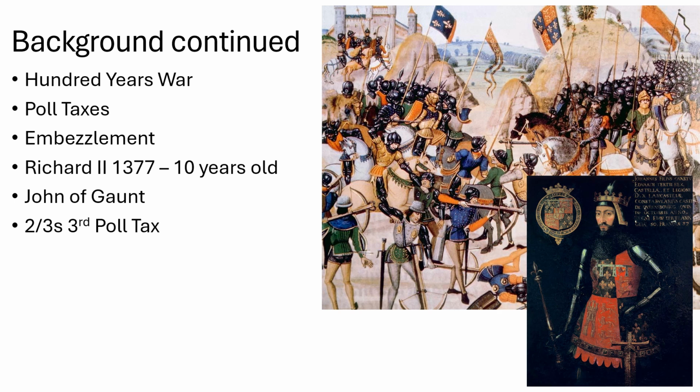Also, there is this figure named John of Gaunt in England. He is the richest man in England, and people hate him. He is a cruel man and widely despised. Now, the third poll tax is the two-thirds poll tax. It's called that because one-third was supposed to be paid by the clergy and two-thirds by the commoners.